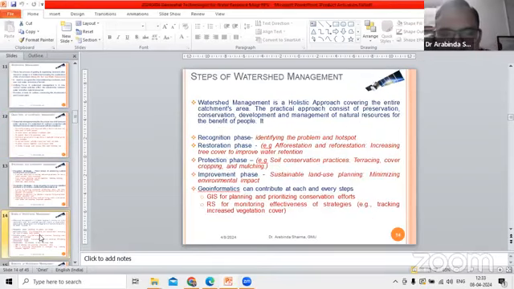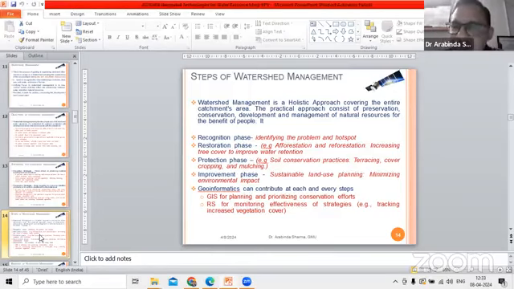If you talk about some steps in watershed management, recognition phase. Recognition phase means you have to identify the problem first, or the area where the problem is more. Problem is what? Where water is flowing without proper use, because the water is supposed to infiltrate, recharge the groundwater. But if it is not happening, then what will happen? That excess water will flow along the topographic gradient, and if it is flowing in a very turbulent way, then definitely it will cause soil erosion. So we have to identify such regions where the problem is. That is the recognition phase.